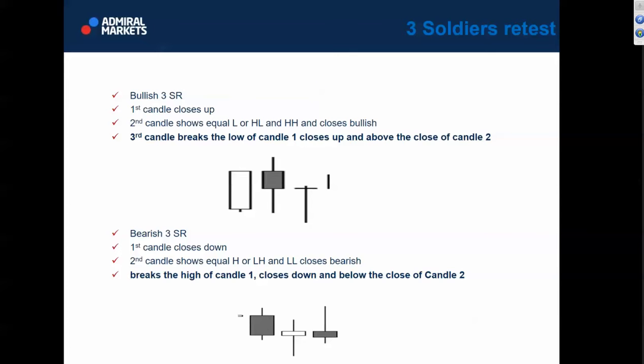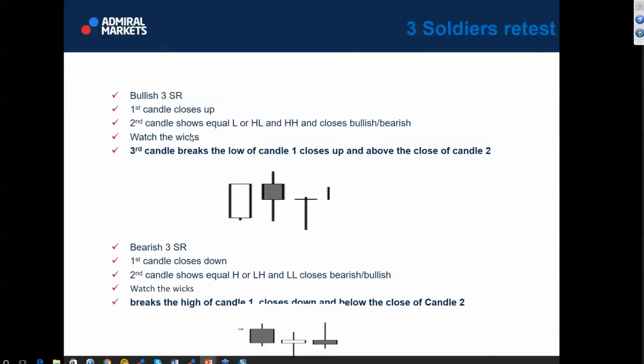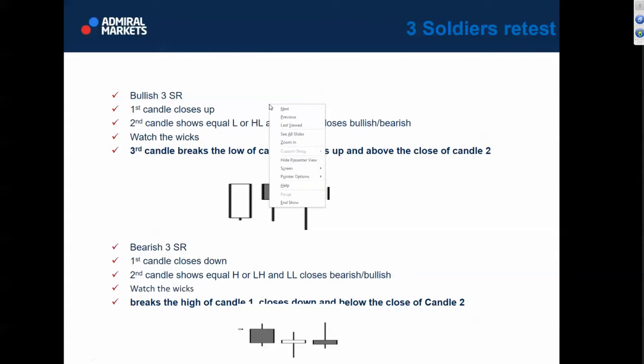Okay, we go like this. First candle closes up, second candle shows equal low or higher low and higher high, and it might close bullish or bearish. It doesn't matter. Watch the wicks, that is where it's tricky. You need to watch these wicks. For this pattern, you might see an early bird. And when you see these two, you just wait for the third.